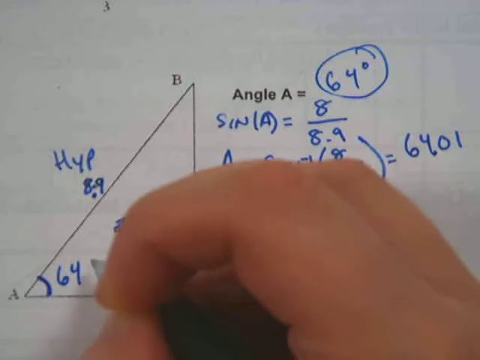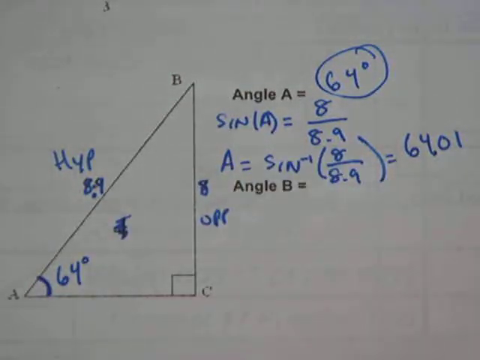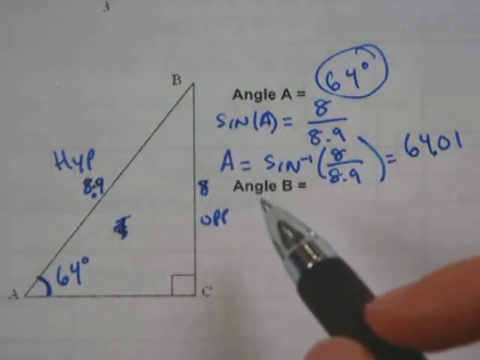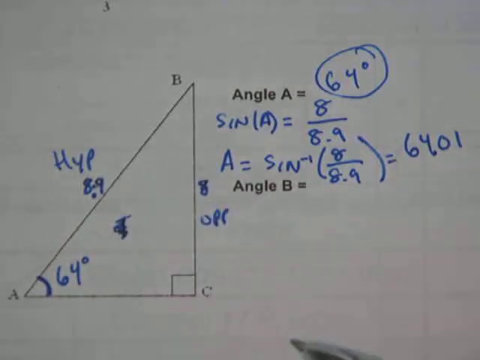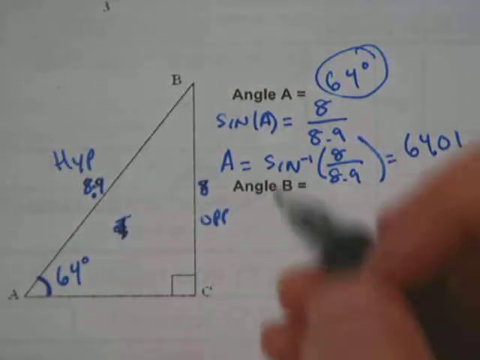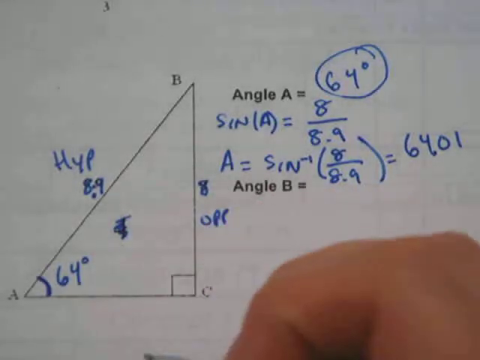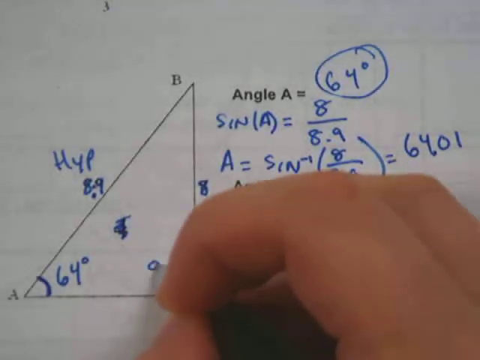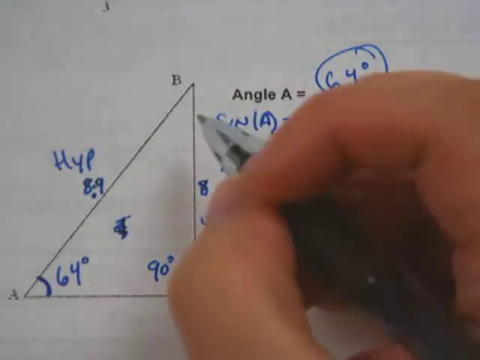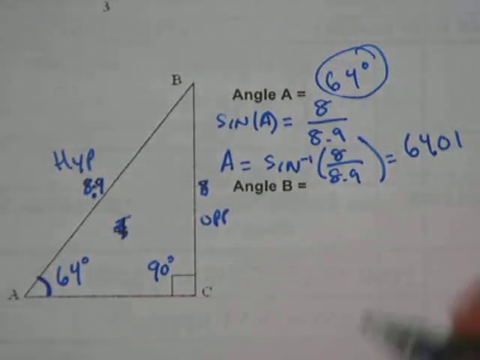So now to find angle B, I can either go back through that process and do the same thing for angle B, relabeling the sides, or I can just go, hey, the angles of a triangle add up to 180 degrees. I know this one's 64. I know this one is 90. So I can just subtract off of 180.